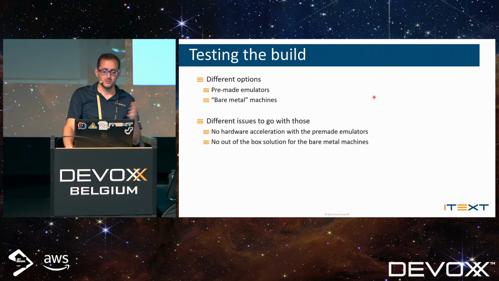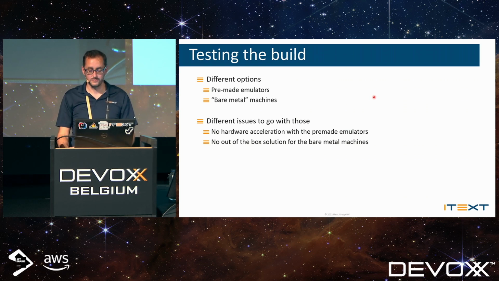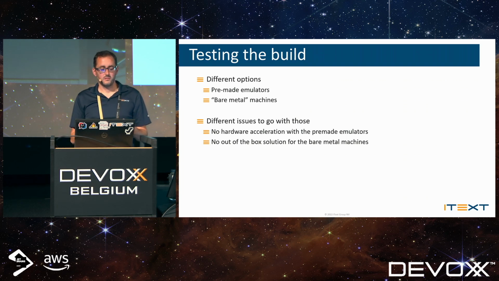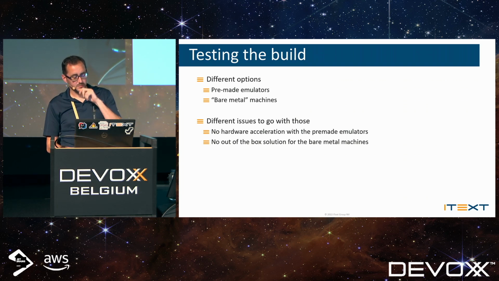There are different issues that go with each of them. The one that stuck the most with us with pre-made emulators is that they didn't offer hardware acceleration. And there were no out-of-the-box solutions for the bare metal machines. So that was a bit of a sticky, difficult situation. But we went with the bare metal machines because they offered us more flexibility with our tests and with the issue of how we run our tests.